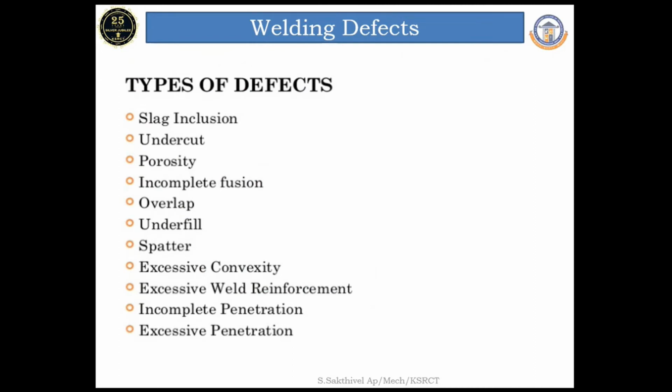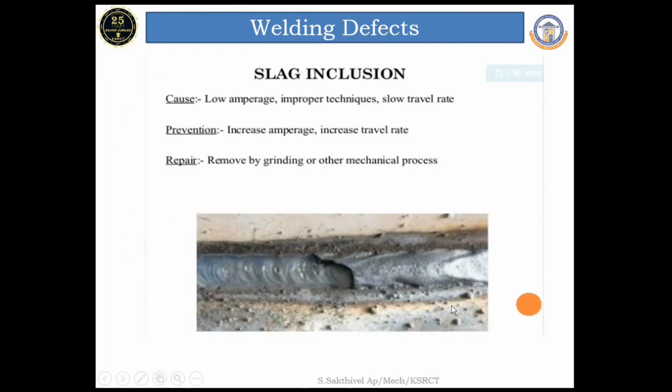Today we are going to discuss welding defects. What are the welding defects we are going to discuss today? The types of defects are: slag inclusions, undercut, porosity, incomplete fusion, overlap, underfilling, spatter, excessive convexity, excessive concavity, excessive weld reinforcement, incomplete penetration, and excessive penetration. So these are the types of welding defects. First, we're going to see about slag inclusions.